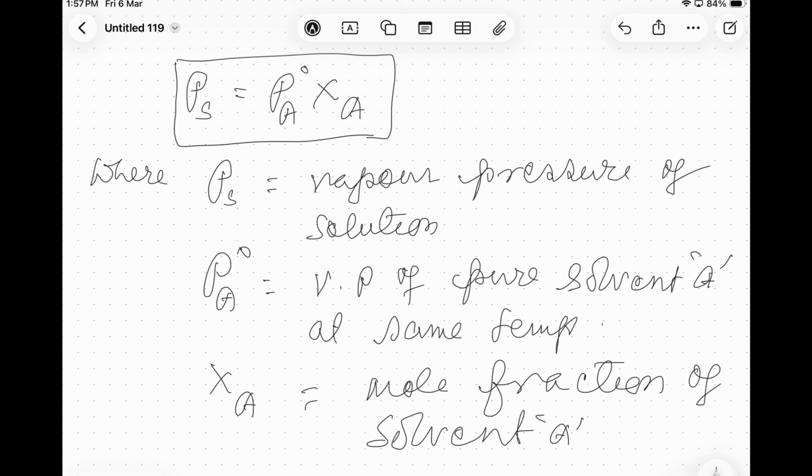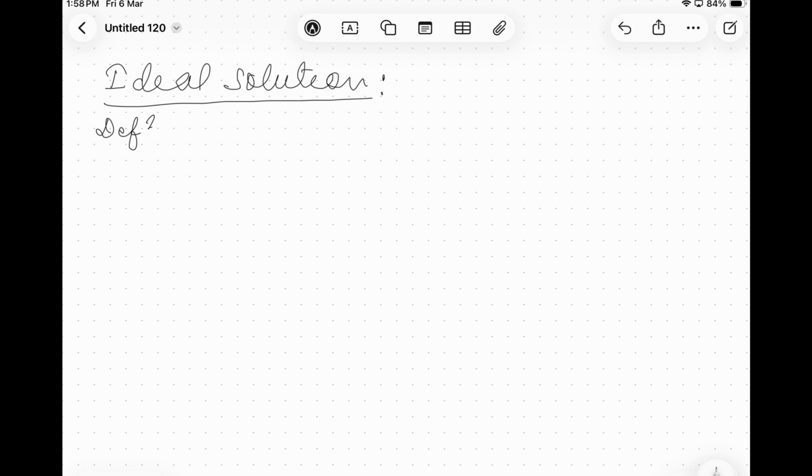Okay. So, we understood now what is Raoult's law for two volatile components in the solution, and what is Raoult's law for a solution containing non-volatile solute. Let us discuss the ideal solution. If a question comes like this, what do you mean by ideal solution? Then we will write first definition.